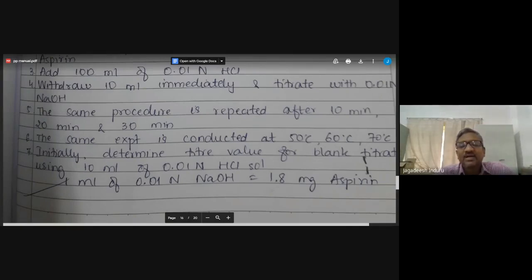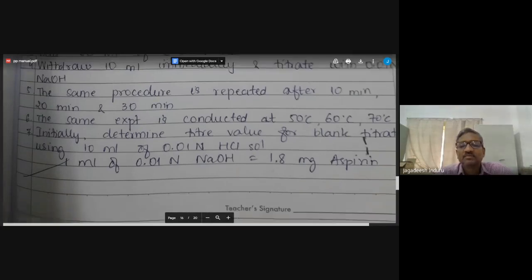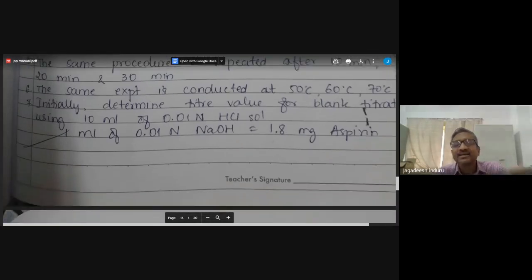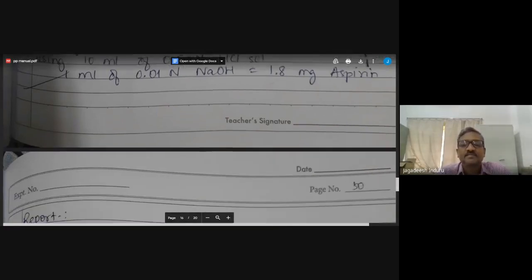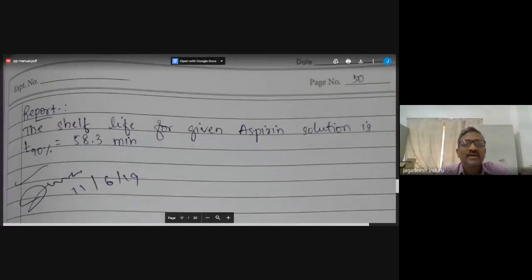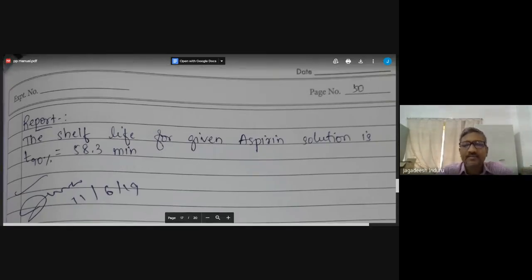Based on that, we are going to have this equation and equivalent weight. So whatever the volume of the sodium hydroxide 0.1 normal consumed, you multiply that with 1.8, you will get how much aspirin is present in that, or it is getting degraded by the sodium hydroxide, which is showing in the titration. Then we are going to have a report. This is actually the procedure.